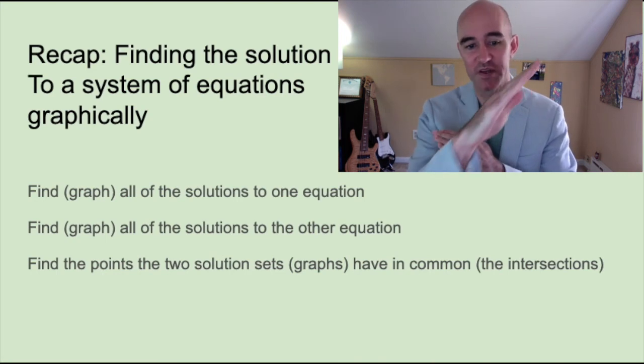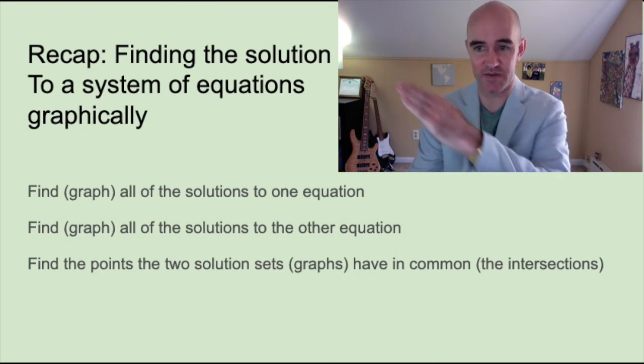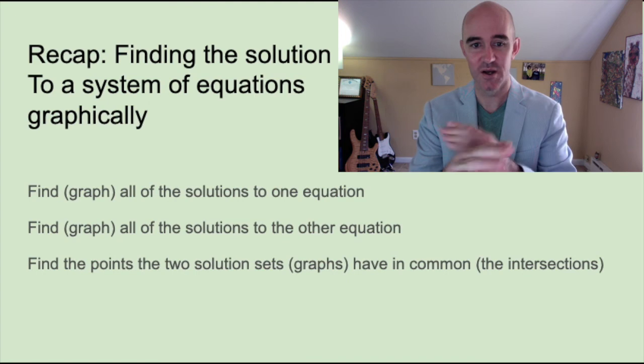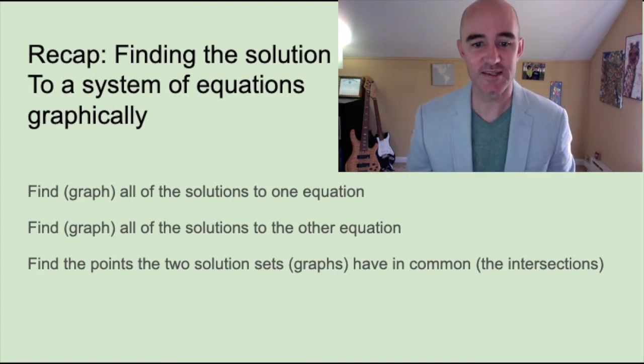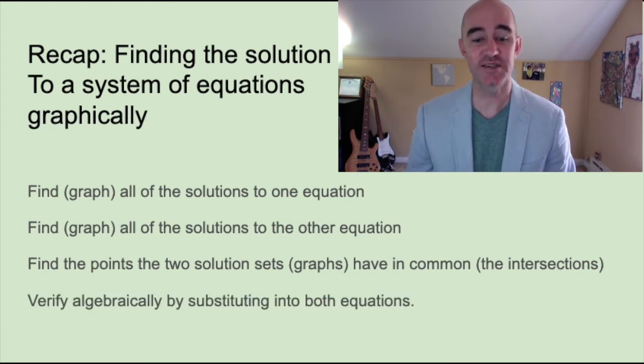That means where the set of all solutions to one equation and the set of all solutions to the other equation, where we found the point that was on both sets. That's the intersections, or where the graphs cross. Just to make sure, we verified algebraically by substituting the x and y of that point of intersection to make sure that we had true statements for both equations.